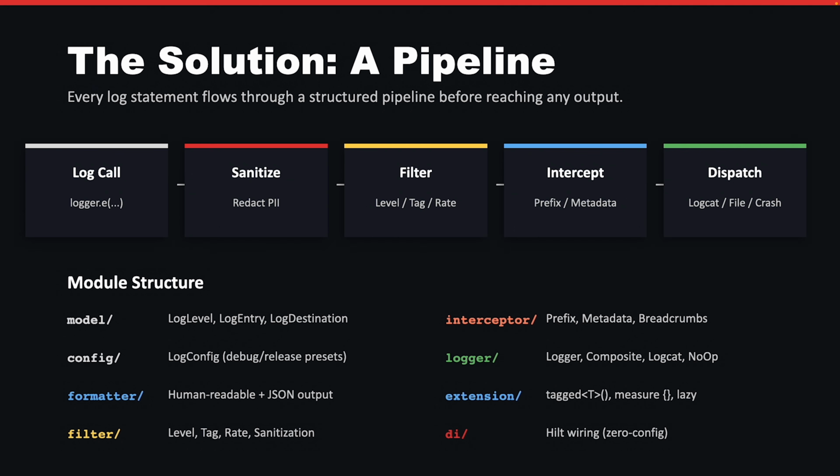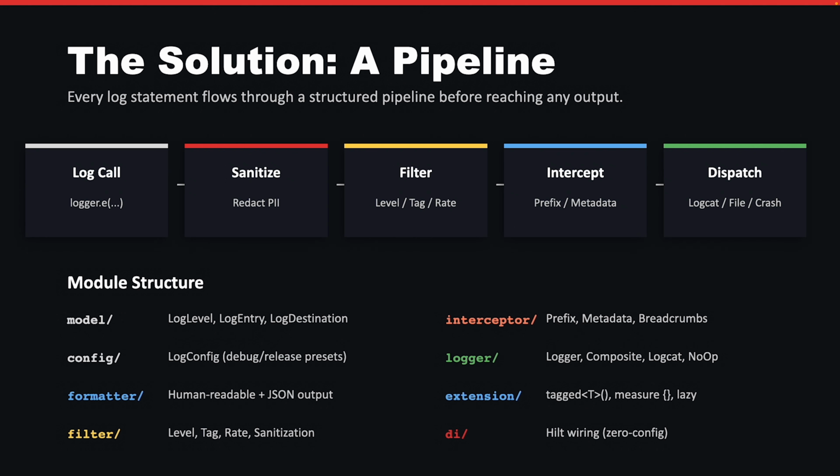Step 4. Interception. Interceptors transform the entry. The tag prefix interceptor adds your application name. The metadata interceptor attaches user ID, screen name, and session ID. The crash breadcrumbs interceptor saves it to a rolling buffer for crash reports.